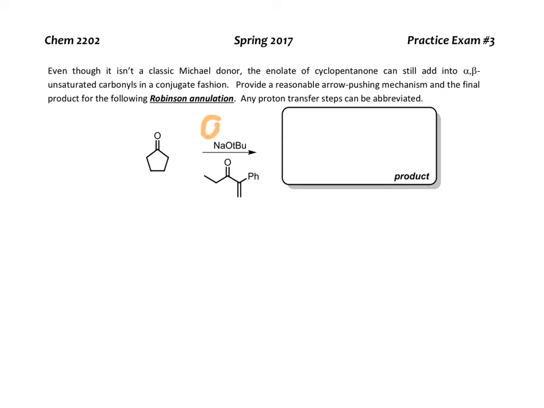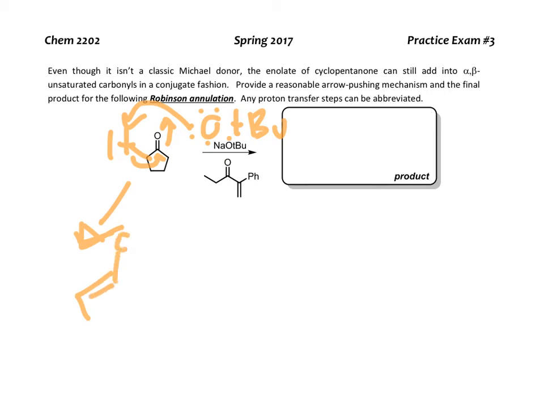So our O-t-butoxy species is going to pluck off a hydrogen, which is resonance stabilized by the carbonyl, and this will give us an enolate that looks like this. Okay, so we have ourselves a nucleophile.